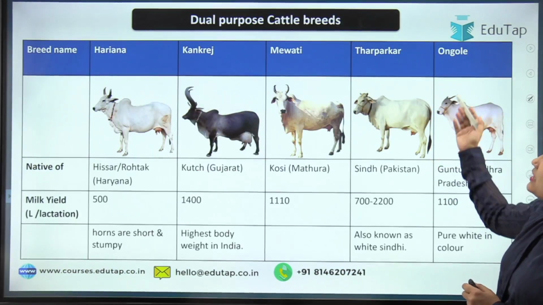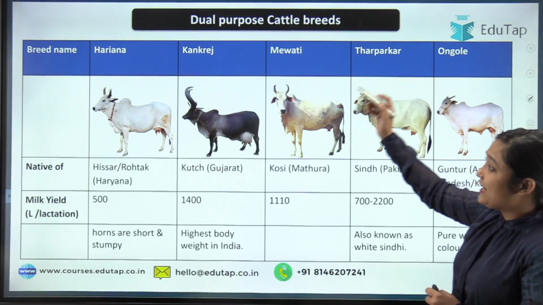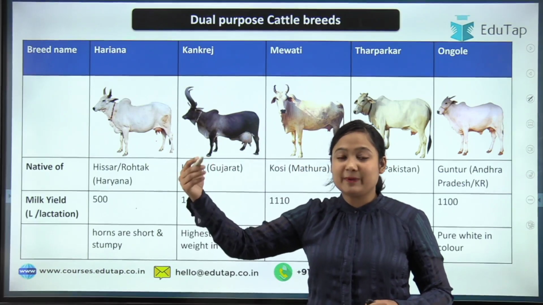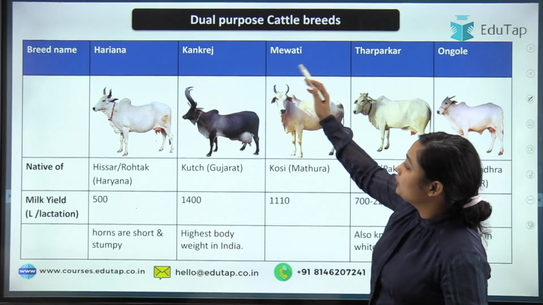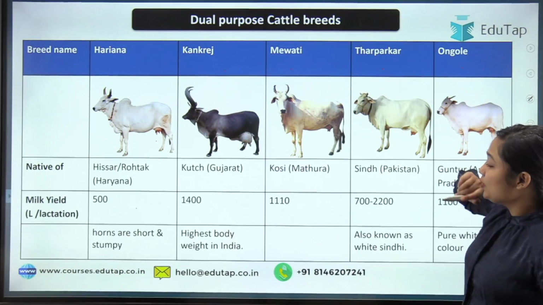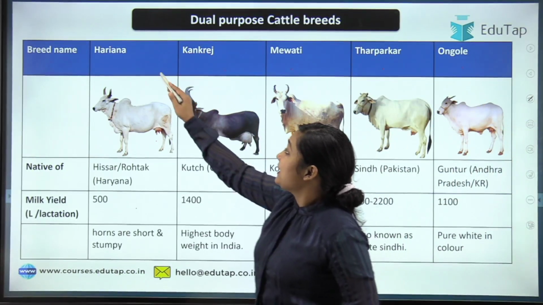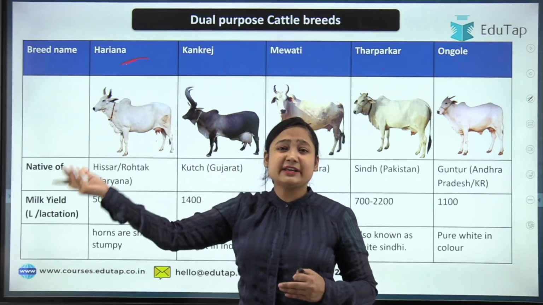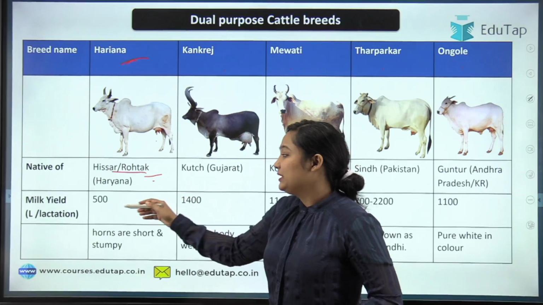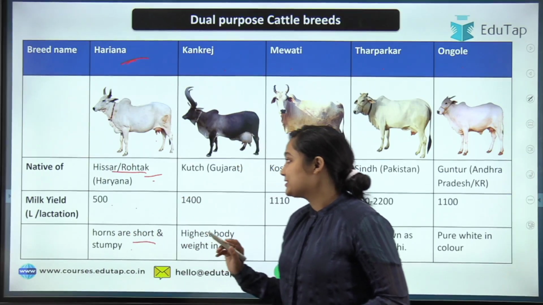Now moving to the next, dual purpose cattle breed, that is, they are also good for milk, and their male counterpart can also work well. So dual purpose breeds are Haryana, Kankrej, Mewati, Tharparkar and Ongole. Now talking about Haryana, see, the name tells you, Haryana. So it comes from Haryana, Hisar or Rohtak. Milk yield 500 per liter, horns are short and stumpy.